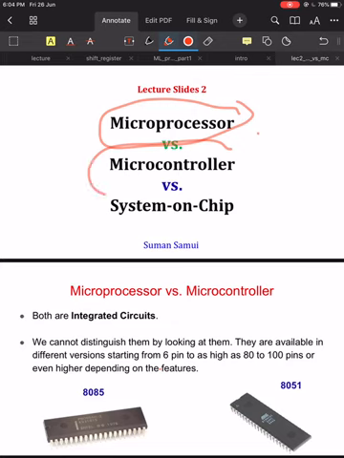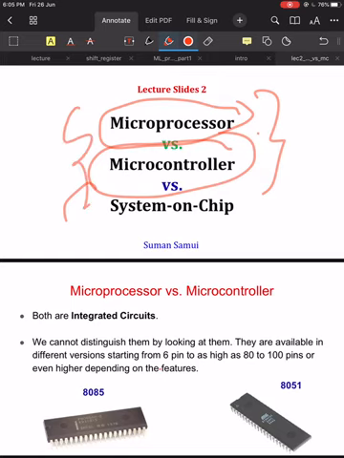These two terms, microprocessor and microcontroller, have always been confused with each other. Both of them have been designed for real-time applications, and they share many common features, and at the same time they have some significant differences. So in this video I will discuss the basic similarities and dissimilarities between these two, that is microprocessor and microcontroller. Apart from this, I will also touch upon the basic idea behind the system on chip, or SoC, which is a very common word in the modern era.